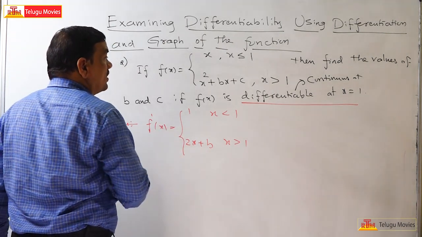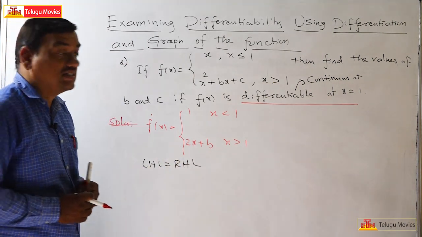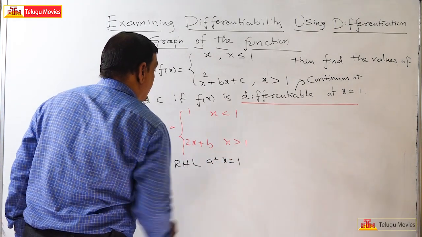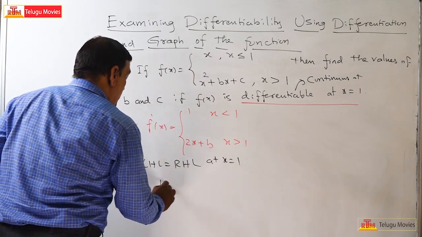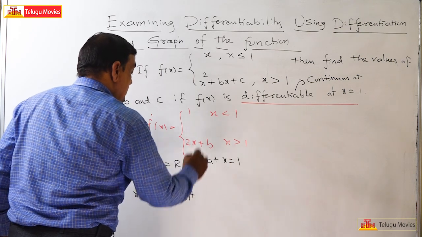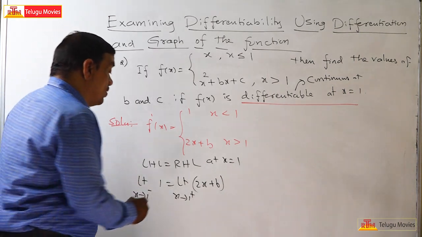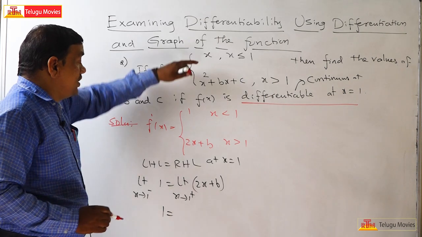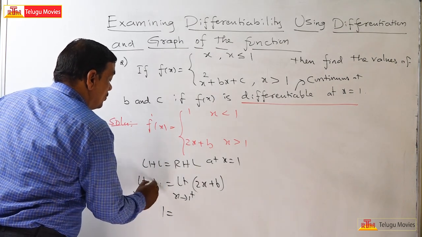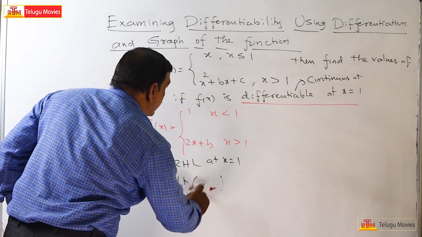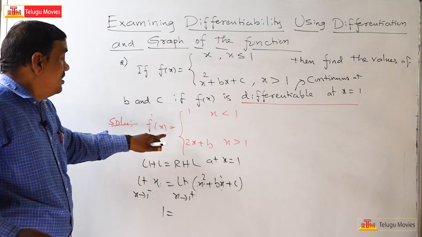First, continuity. Continuous at x is equal to 1 means LHL is equal to RHL, the left hand side limit is equal to the right hand side limit at x is equal to 1. So limit x tends to 1 minus is equal to limit x tends to 1 plus. Sorry, this is absolutely wrong. We have to substitute in the function, not in the derivative. For x less than 1 the function is x, and for x greater than 1 it is x square plus bx plus c.